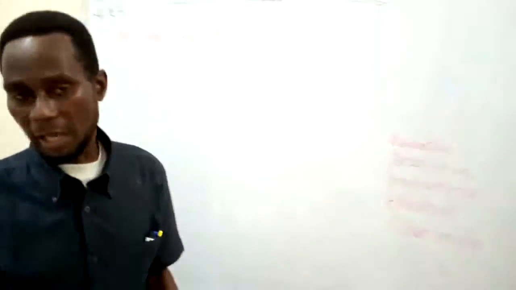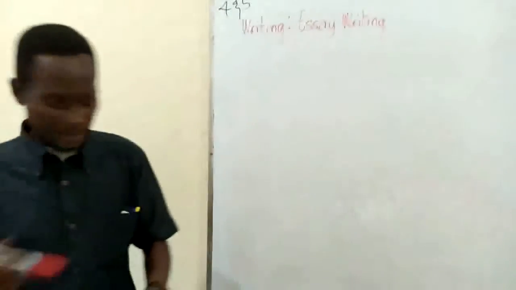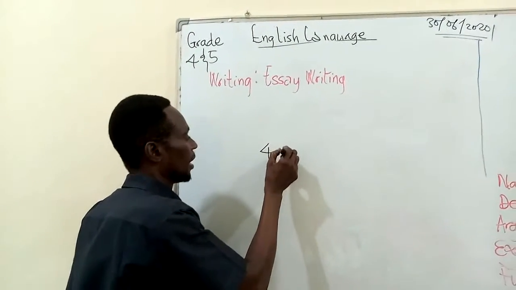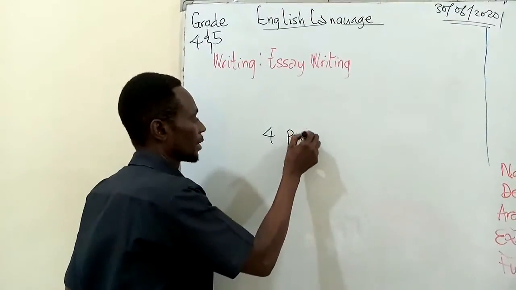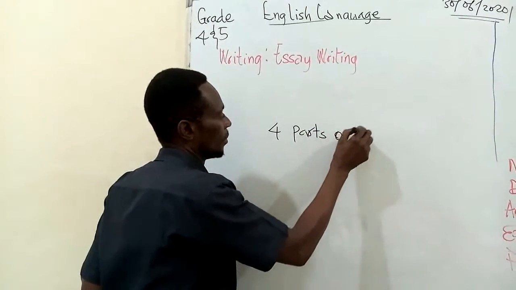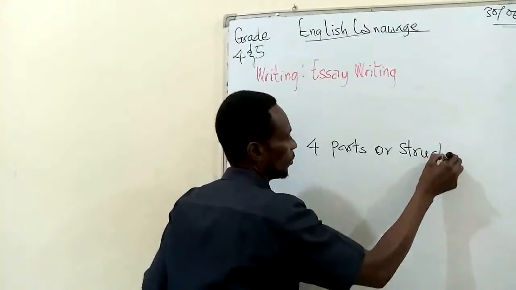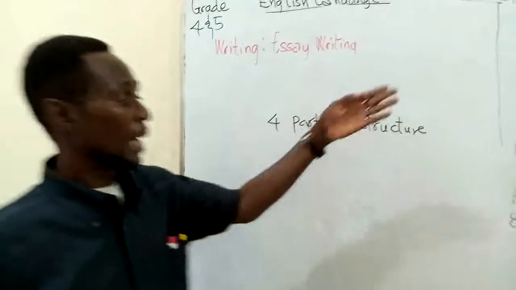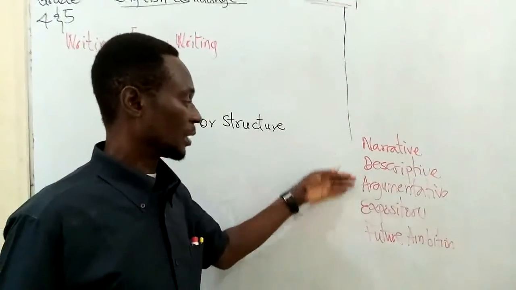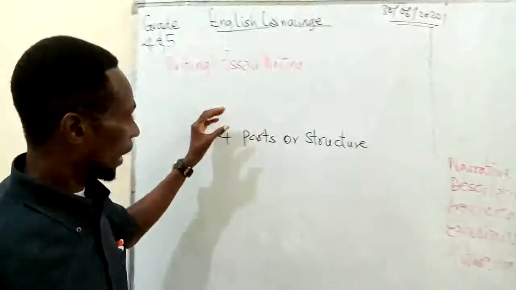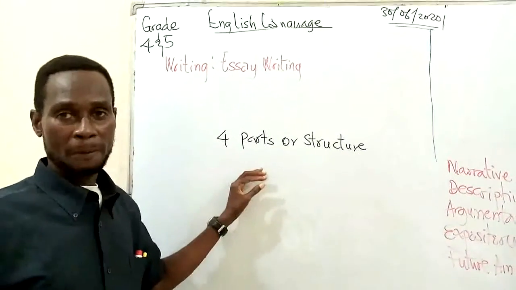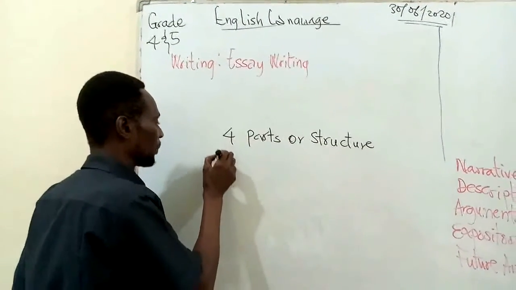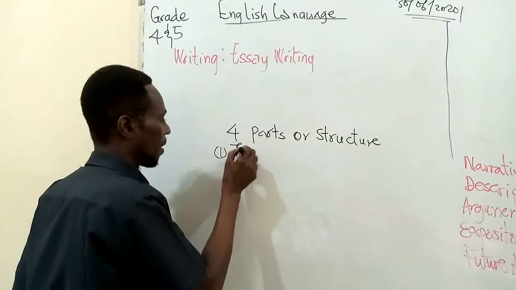All right. Having said that, an essay has four parts, or structure. Whether it's narrative, descriptive, argumentative, or expository, you have to structure it along these four parts. What is the first part? It's simply number one, the heading.